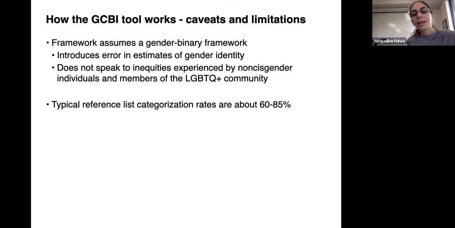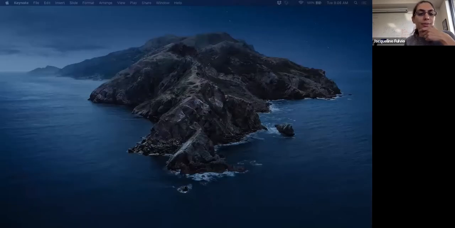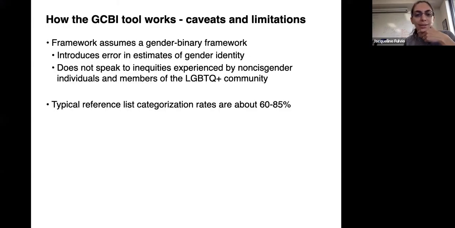Next, our typical reference list categorization rates for the web tool is much improved over the original analyses at about 60 to 85%. And so that's great, but we're still missing some references. So it'd be nice if we could get much higher.